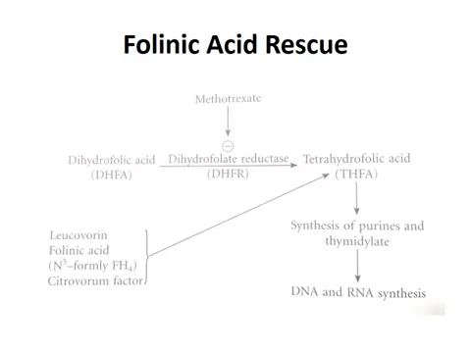What is folinic acid rescue? If we see dihydrofolic acid, DHFA, it gets converted to tetrahydrofolic acid in our body with the help of an enzyme dihydrofolate reductase, or DHFR. Now this tetrahydrofolic acid helps in the synthesis of purines and thymidylate, which helps in DNA and RNA synthesis. Now if we give methotrexate, it blocks the enzyme dihydrofolate reductase. So conversion of DHFA to THFA is hampered.